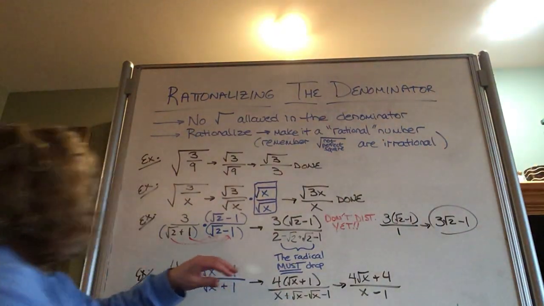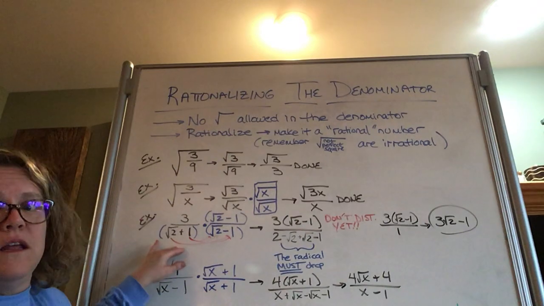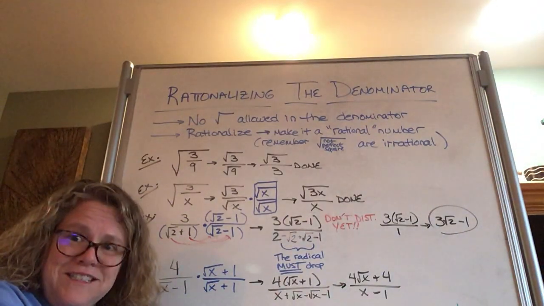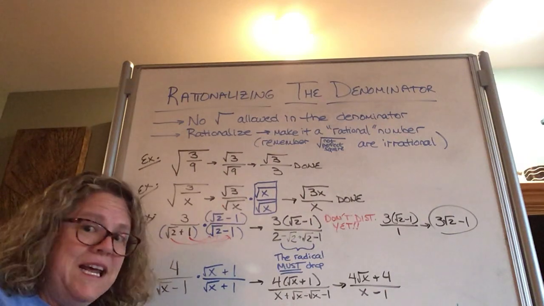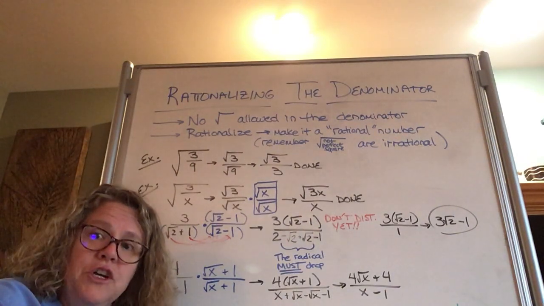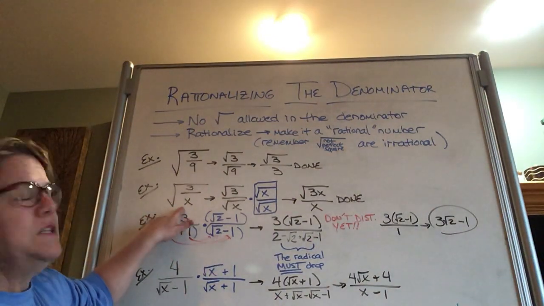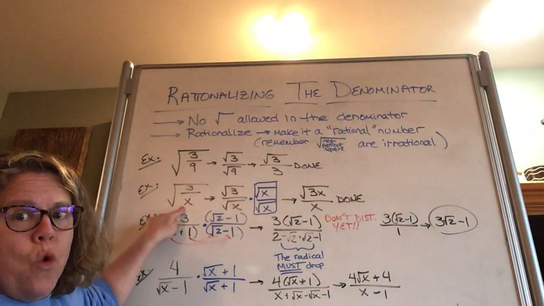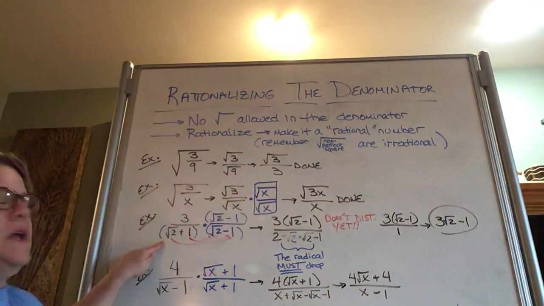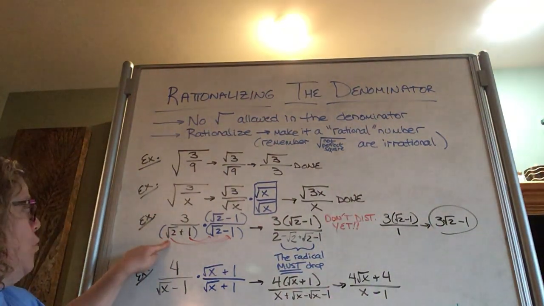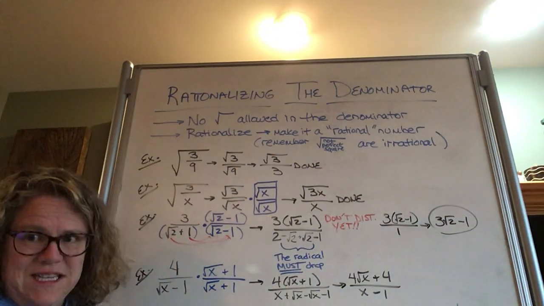Let's do another example. This one looks a lot more difficult, but the good news is once you realize how to do it, it's not difficult at all because you're going to do the same thing every time. So take a look at this one. This was a monomial, right? One term. What do we call this? A binomial. So radical 2 plus 1 is the denominator.